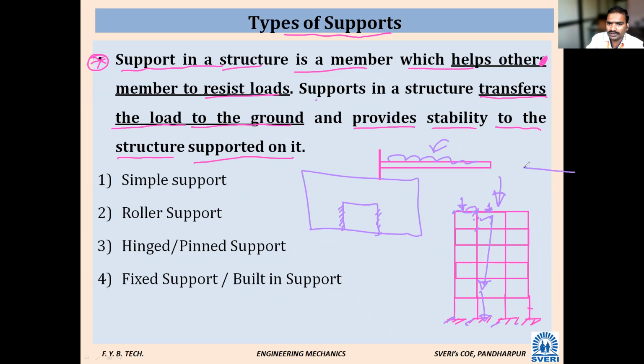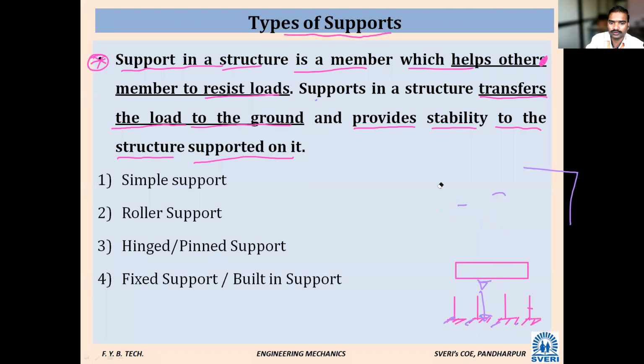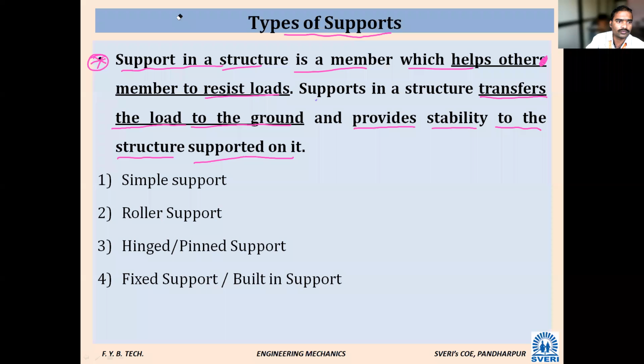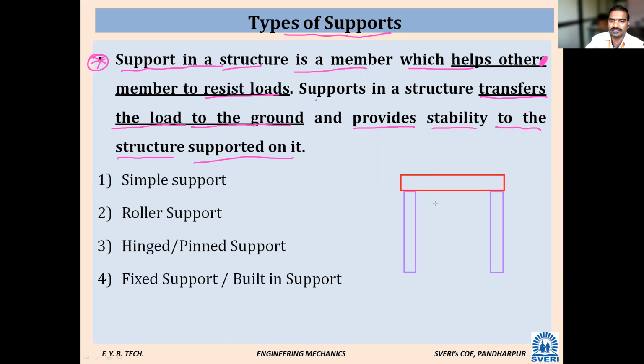So this is a wall. I will take one wall in your building. This is one type of wall and this is another type of wall. Over this I rest a slab. So it means the slab's load is transferred to another component, from one member to another member.